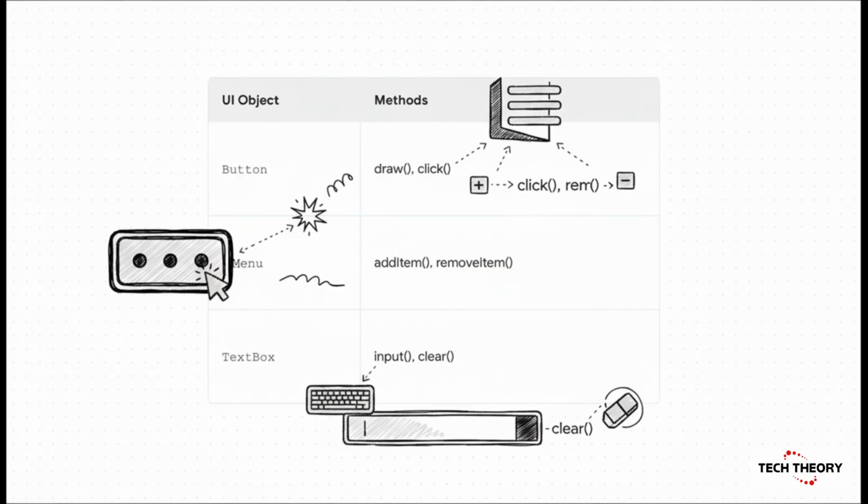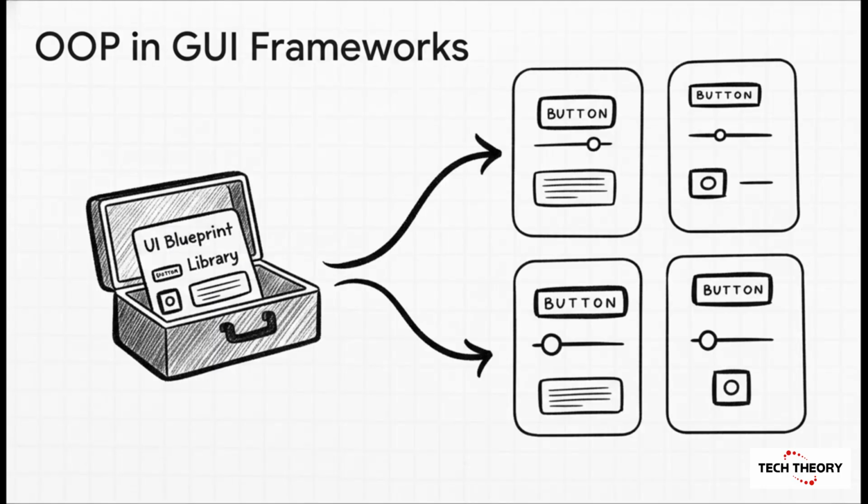And you know what? This exact same logic is behind the user interface of pretty much every app on your phone. Every single button you press is an object that knows how to be drawn on the screen and what to do when it's clicked. A menu is an object that knows how to add new items. Each piece is this little self-contained machine that knows its job perfectly.